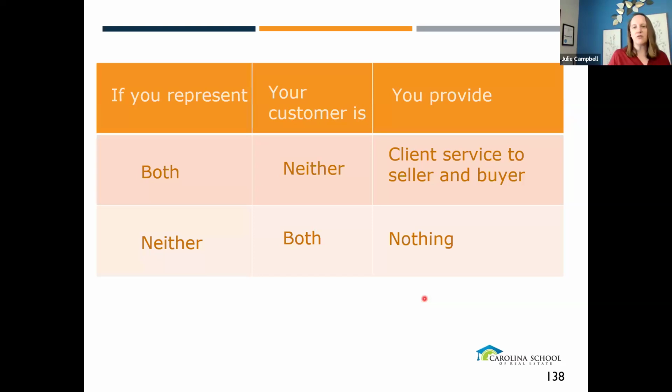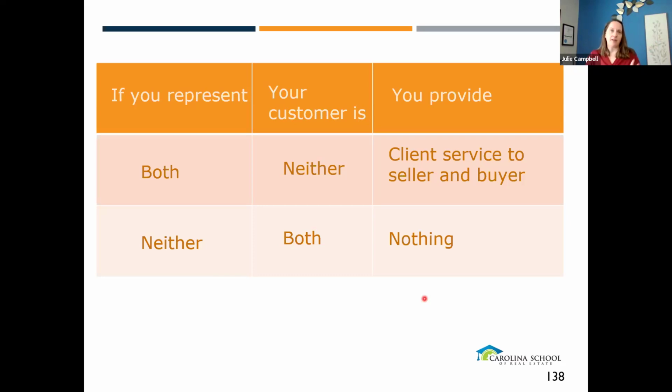If you don't represent either party, then both parties are back in coach. I don't owe them nothing. That's that transactional brokerage relationship that we were talking about. In order for me to be involved in a transaction, for me to provide assistance, for me to get compensation, somebody's got to hire me. You cannot have two unrepresented parties in the same transaction.